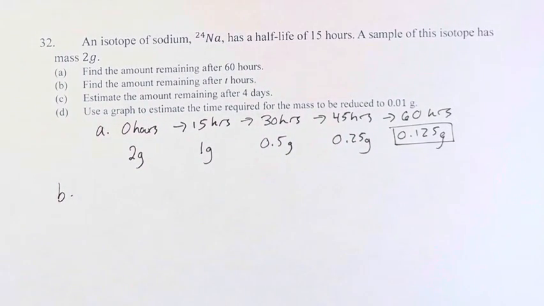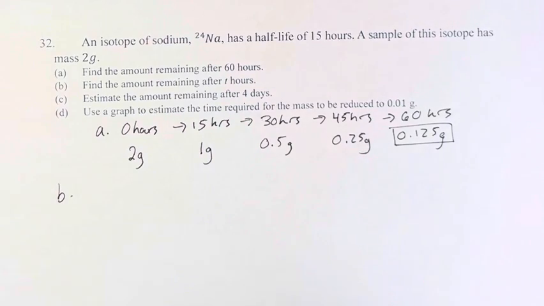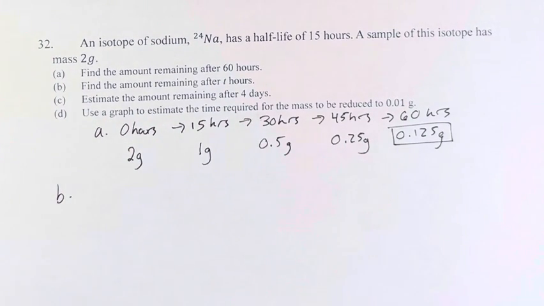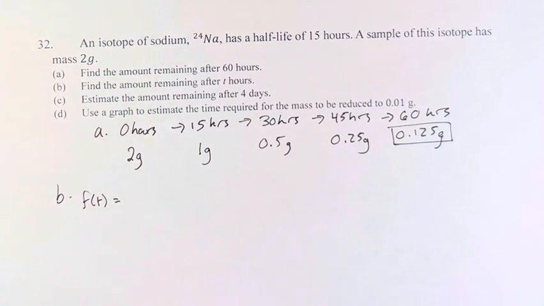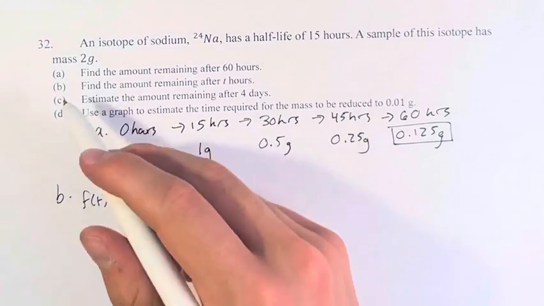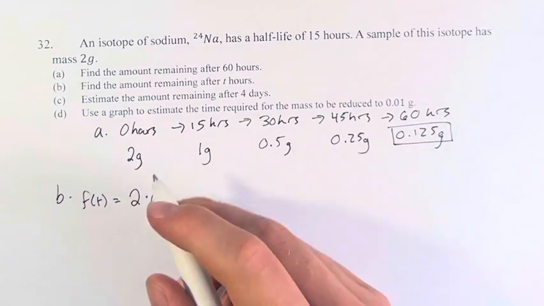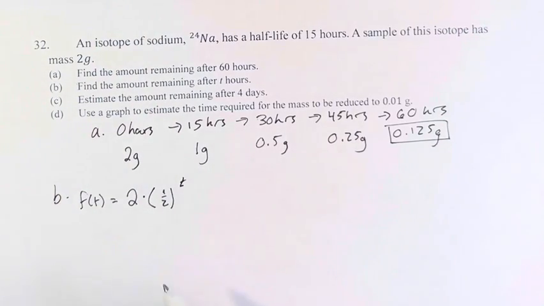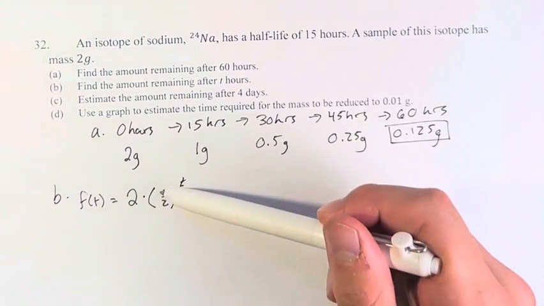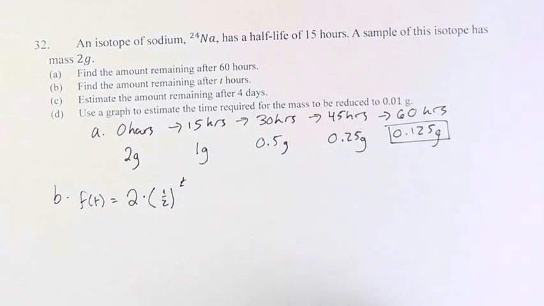B, to find the general amount remaining after t hours, what we have to do is create an equation that follows this pattern. So this is an exponential function, and we can call it f of t, for example. f of t is equal to the original amount, 2, times the rate of change, which is 1/2. It's being halved every t hours. We take 2, and then we multiply it by 1/2 every time the t goes up by 1.